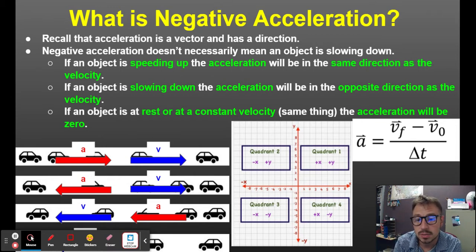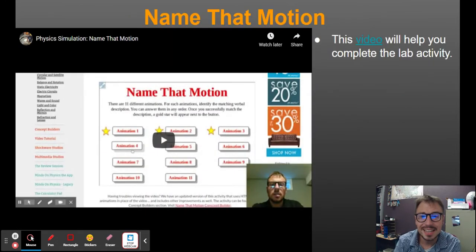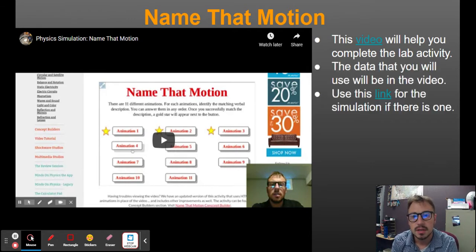And in that last one, the car is slowing down, but the velocity is in the negative direction, so the acceleration will be in the opposite direction, or that positive direction. So this activity, the Name That Motion activity, helps identify different types of motion, like different directions, the velocity, the acceleration, even the speed. Just looking at a car that's traveling, and it shows little dots to mark that motion.